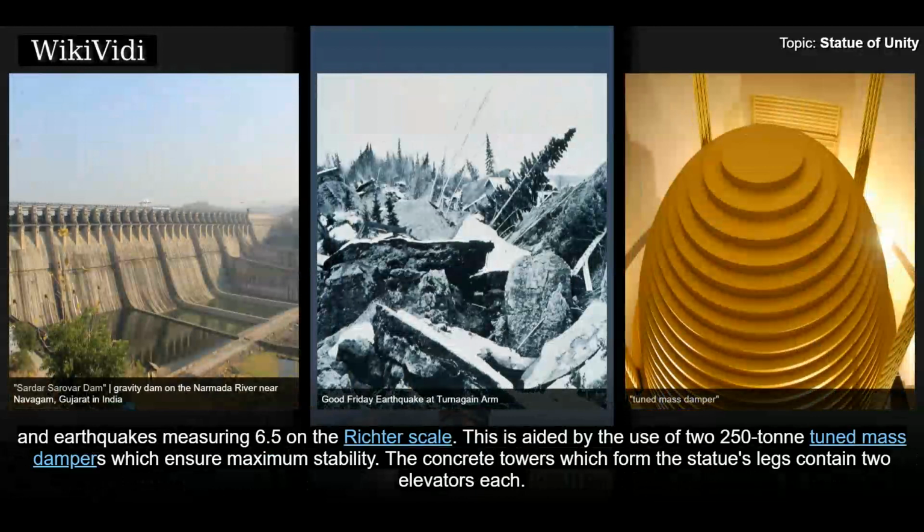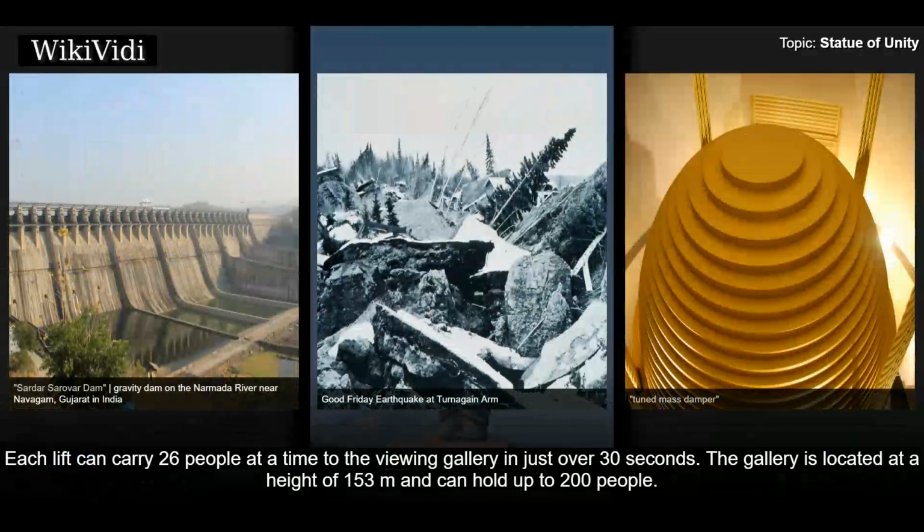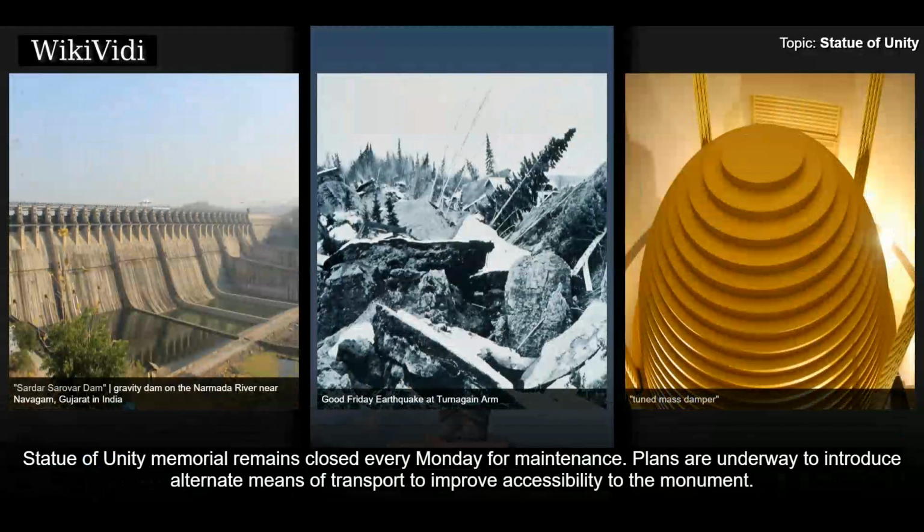The concrete towers which form the statue's legs contain 2 elevators each. Each lift can carry 26 people at a time to the viewing gallery in just over 30 seconds. The gallery is located at a height of 153 meters and can hold up to 200 people. Statue of Unity Memorial remains closed every Monday for maintenance.